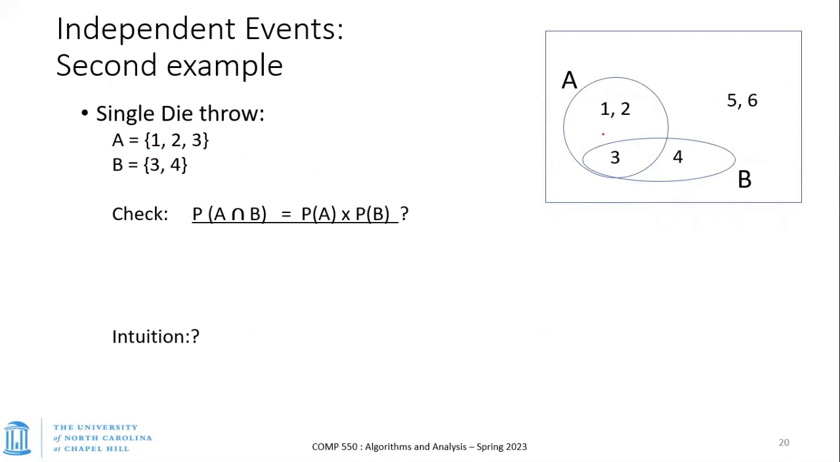I've defined A as 1, 2, and 3, and B as 3 and 4. And now, can somebody do the math for me, and tell me what is the answer? Just do it intuitively in your head and tell me. And also give me an intuition. Are these two independent or not?